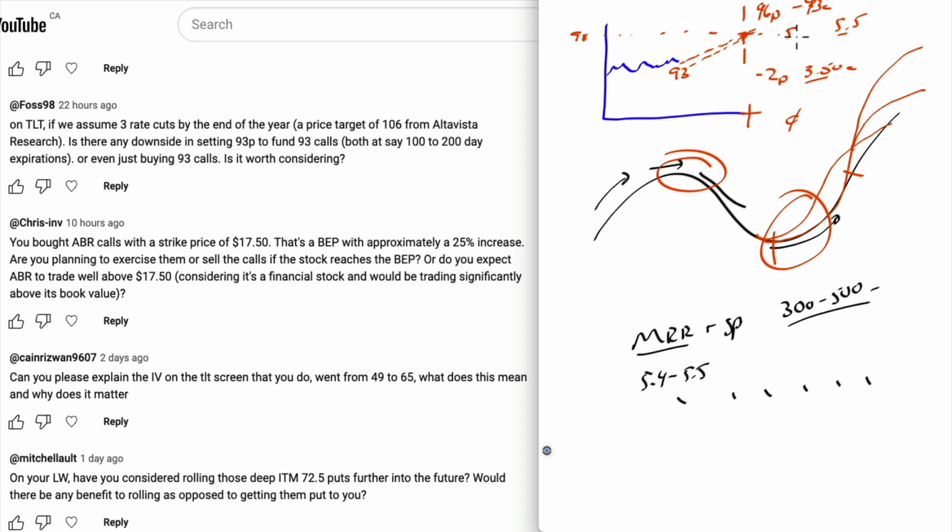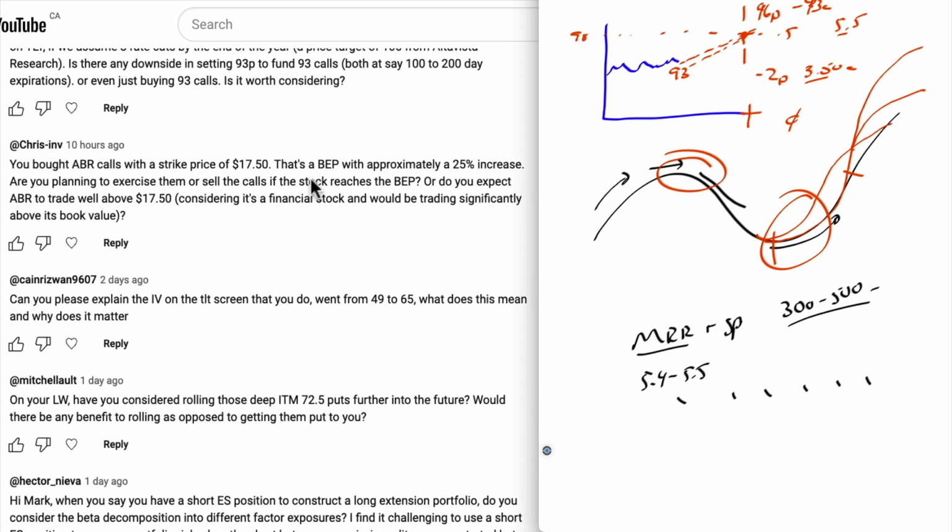You bought ABR calls at strike of 17.50. That's a break-even point, approximately 25% increase. Are you planning to exercise them or sell the calls until the stock reaches the break-even? I'll have convexity up to January. I don't need all the way to January. You just buy more time than what you need.